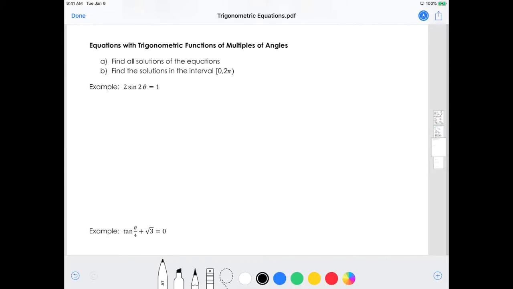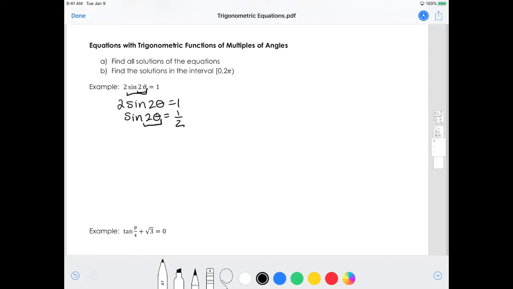Now, when you're solving an equation that has a multiple angle, for example, you're trying to find 2 sine of 2 theta. It's not just 2 sine of theta, it's 2 sine of 2 theta. Where it's not just theta or not just x, you have some kind of constant in front of that theta. There are a couple extra steps you have to take for this. So you're going to start off by isolating the trig function just like before. So I have 2 sine 2 theta is equal to 1. So I'm going to divide both sides by 2. I have sine 2 theta is equal to 1/2.